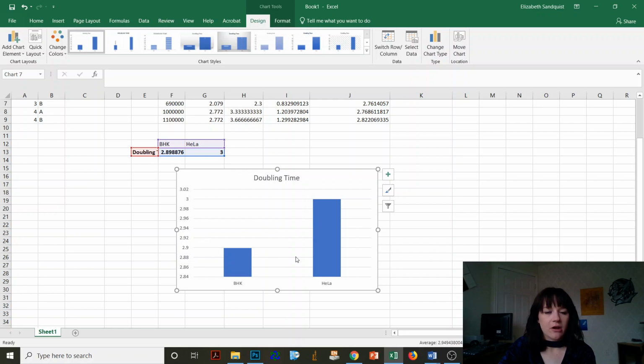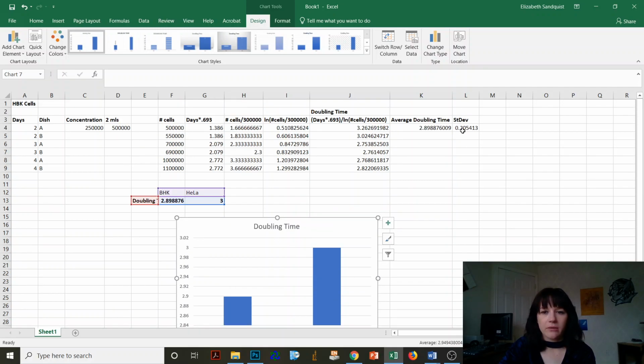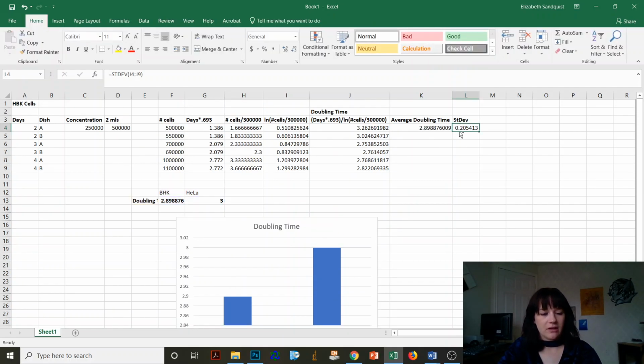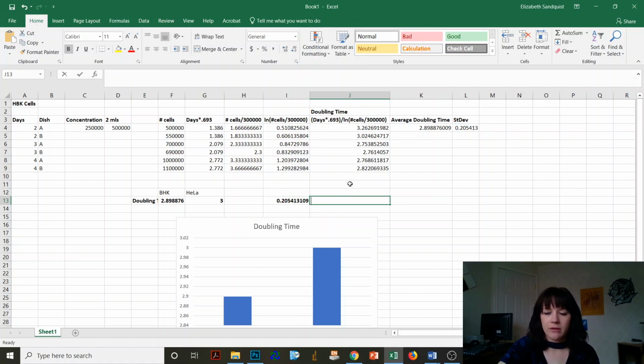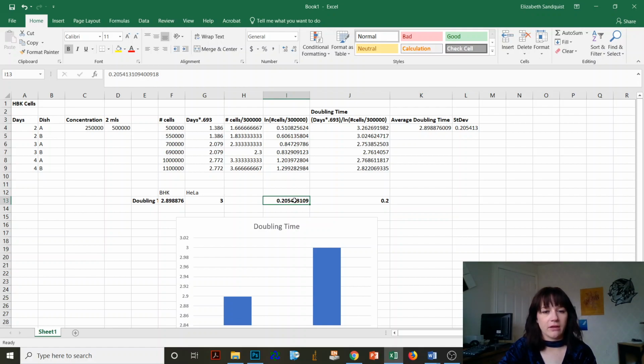Now we need to add our error, right? So let's just copy this data. I'm just going to put it here, for example, and I'm going to make up a number for the HeLa cell line. So this is the standard deviation for the BHK cell line doubling time, and this is for the HeLa cell line.